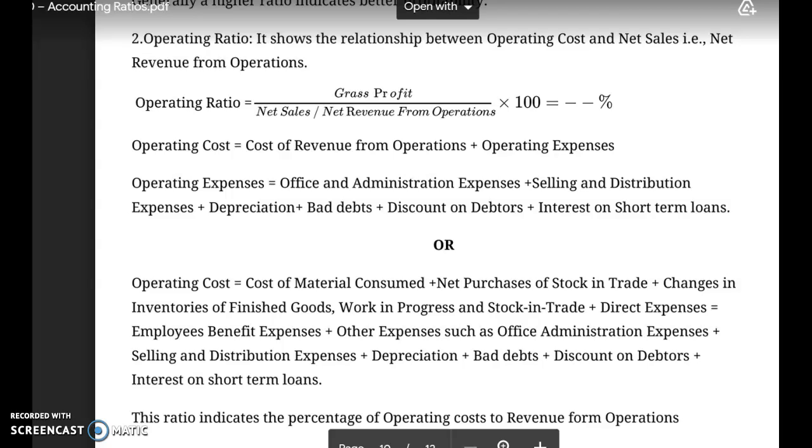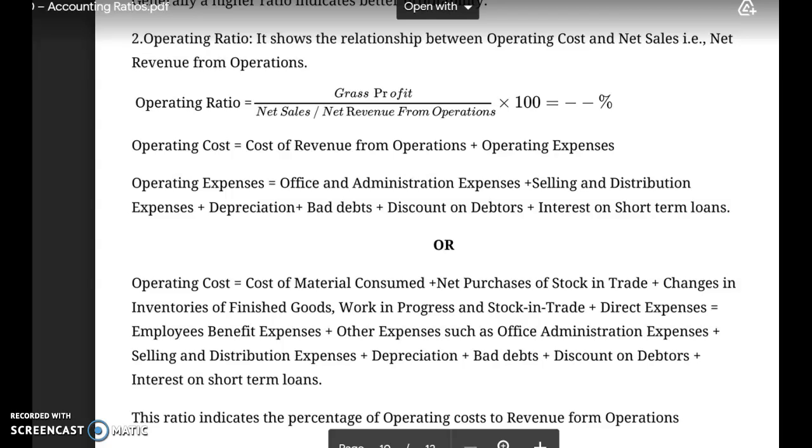Earlier you had also learned how to calculate cost of revenue from operations. There are two ways to calculate it. This is also known as cost of goods sold. So how is it calculated? Very simple. Sales minus gross profit, or net revenue from operations minus gross profit, results in the cost of revenue from operations or cost of goods sold.